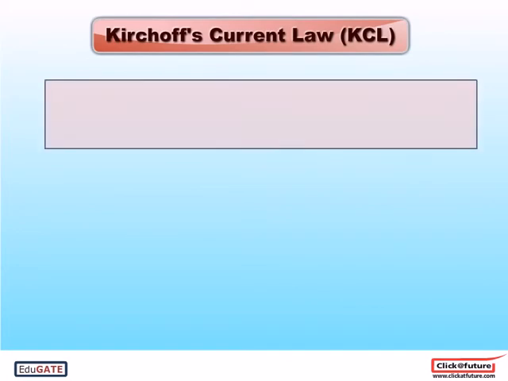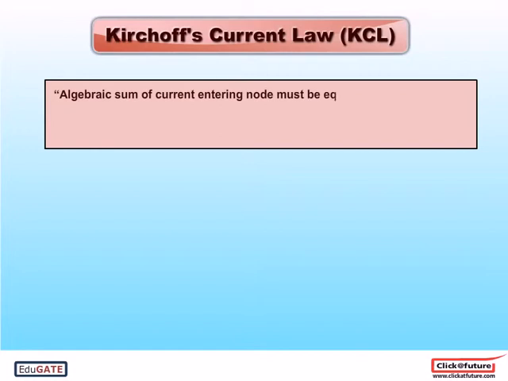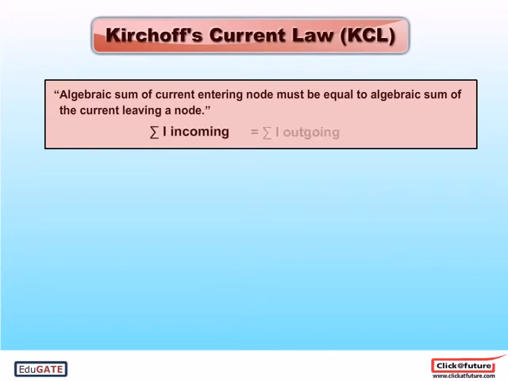It states that the algebraic sum of current entering a node must be equal to the algebraic sum of the current leaving a node. That means the summation of incoming current is always equal to the summation of outgoing current. That is, the summation of all the currents at one node is equal to 0.